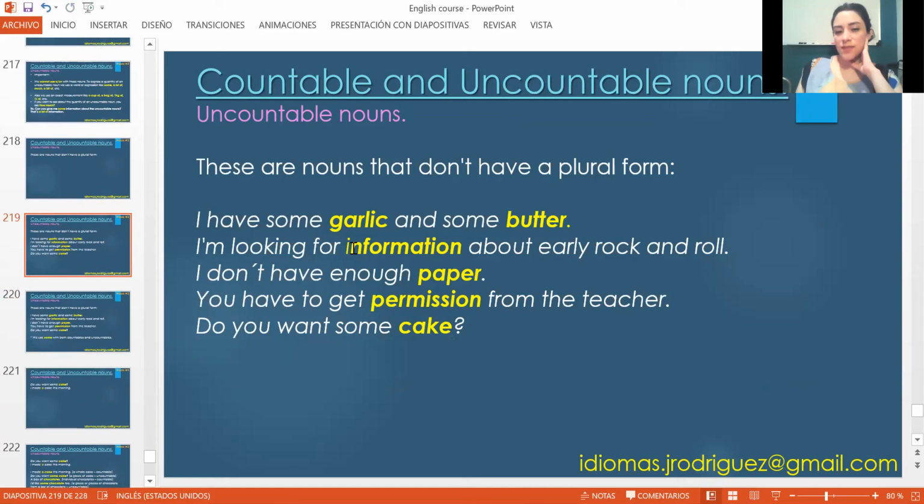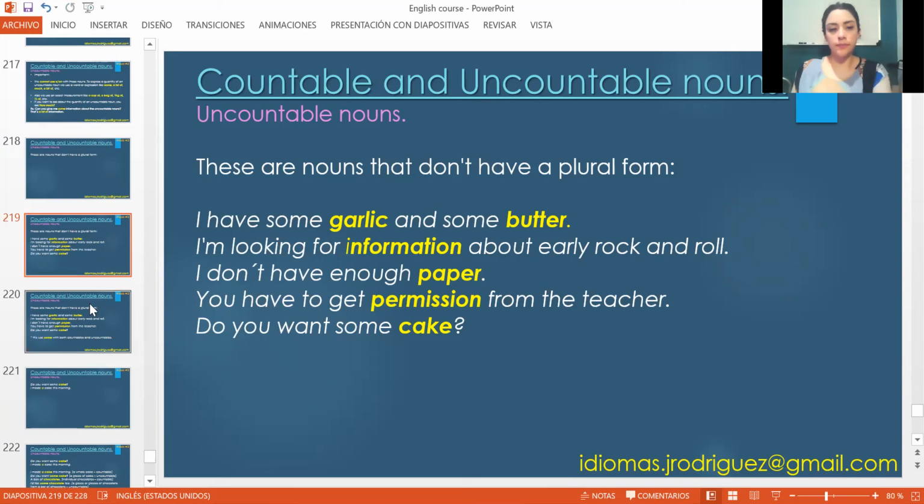Are you getting me? ¿Sí me estoy dando a entender? Then, do you want some cake? We cannot say, do you want some cakes? Porque aquí le está haciendo un ofrecimiento a otra persona. ¿Quieres algo de pastel? No decimos, ¿quieres algo de pasteles? ¿Ok? Lo decimos como en general. ¿Quieres algo de pastel? ¿O quieres un poco de pastel? So, cake.